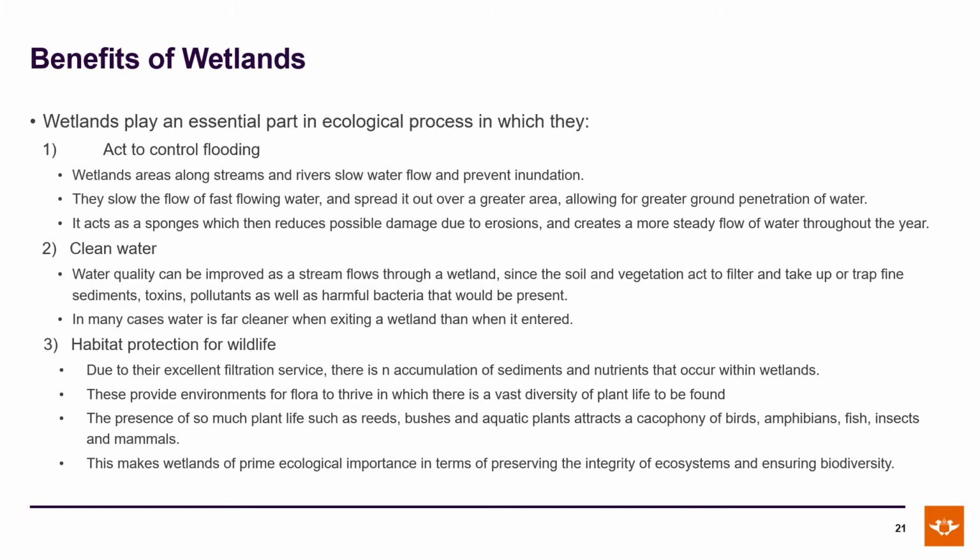Since they act as a sponge and they slow the water, there is lots of vegetation that grows, and so the water quality can then be improved in a stream through which a wetland is, since soil and vegetation will filter and take up any toxins and nutrients within that water, and can also take up harmful bacteria which is present in the water. And in many cases, therefore, water is far cleaner when exiting a wetland than when it first entered.